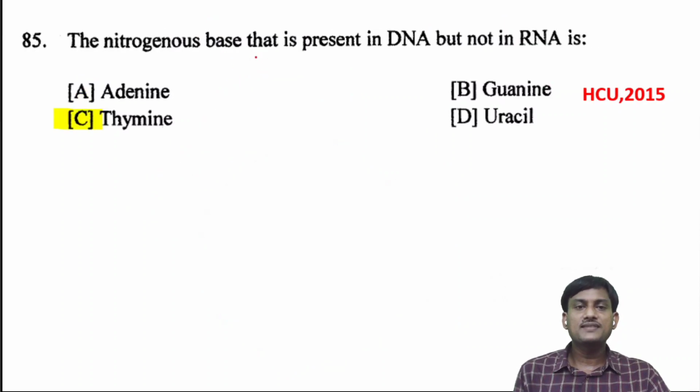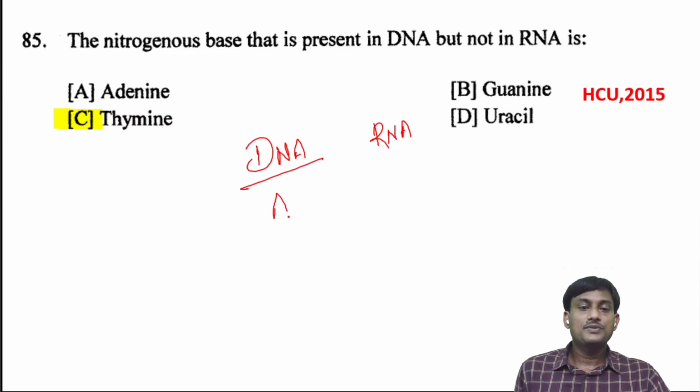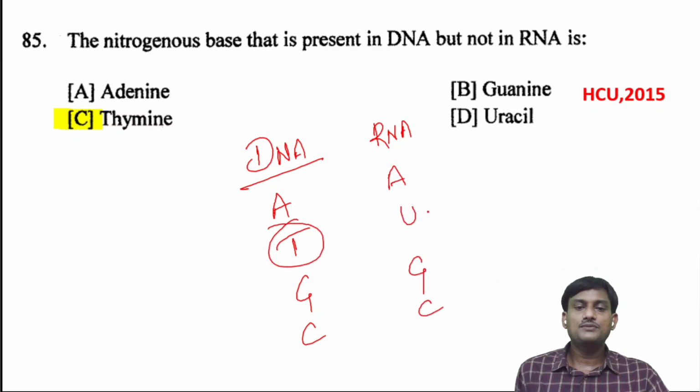The nitrogenous base that is present in DNA but not in RNA. We have four nitrogenous bases in DNA and RNA. In DNA you have A, T, G, C. In RNA you have A, U, G, C. In place of thymine you can find uracil in RNA.